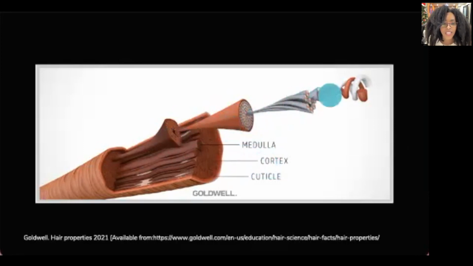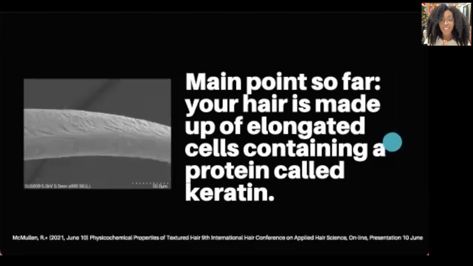And this is keratin, and it is suspended in other protein. So that was a lot, but the main point so far is that your hair is made up of elongated cells containing a protein called keratin. Why did I show you all of this?